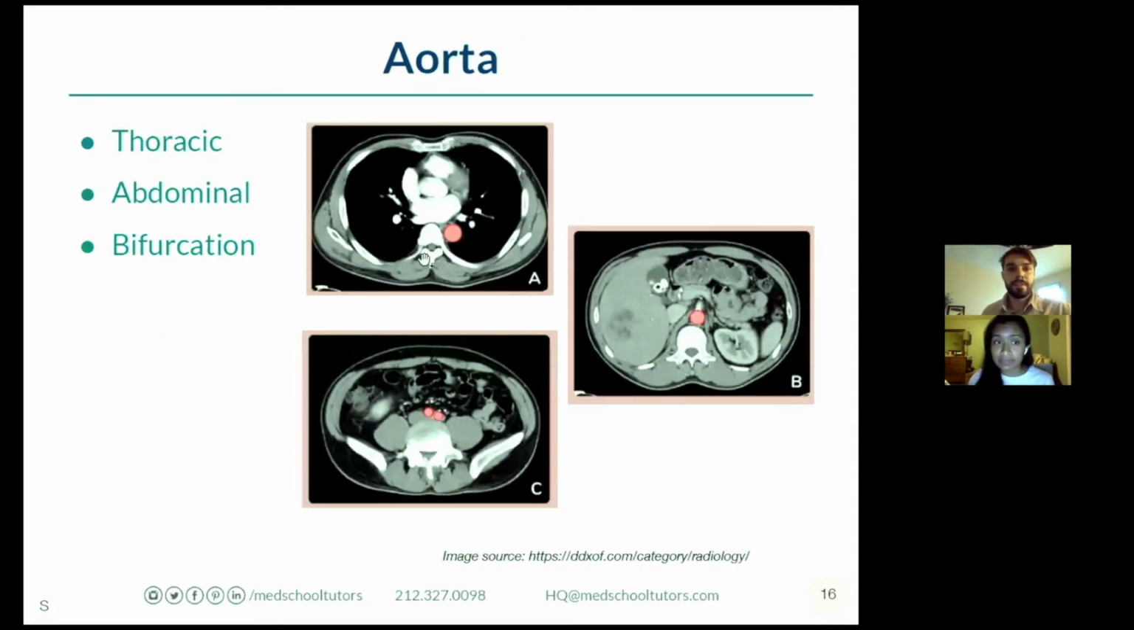So here we're looking at the thorax, the abdomen, and the pelvis. Here, this is the descending aorta, right? In front of and slightly to the left of the vertebral body. In the thorax, it's a little bit to the left because the heart takes up that whole anterior space. So again, this is tracking where the aorta is at all of these levels.